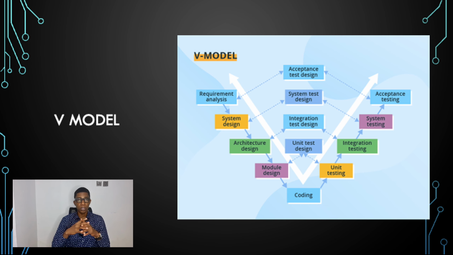As in the waterfall case, all the requirements are gathered at the start and cannot be changed in the V model. So that's the V model. For each phase of the SDLC, the V model has a testing activity attached.